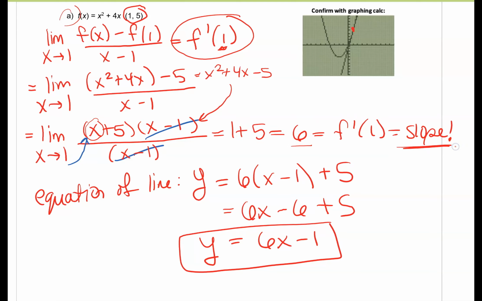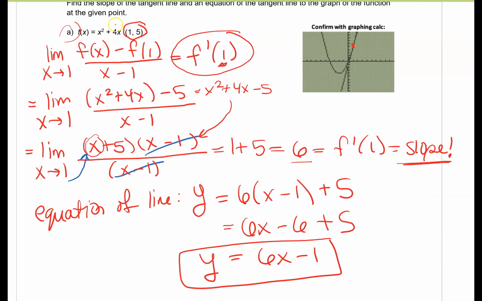So that's our slope. Now if you look at this graph, by the way, if you graph this equation and then graph this line, that looks right because the curve for x squared plus 4x is going up at this point 1, 5, and it's pretty steep. So it makes sense that it would have a rather large slope.